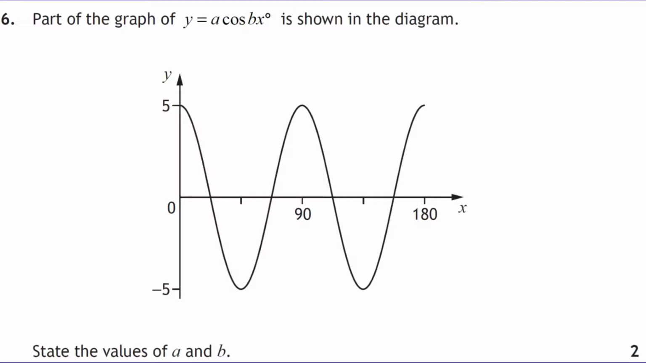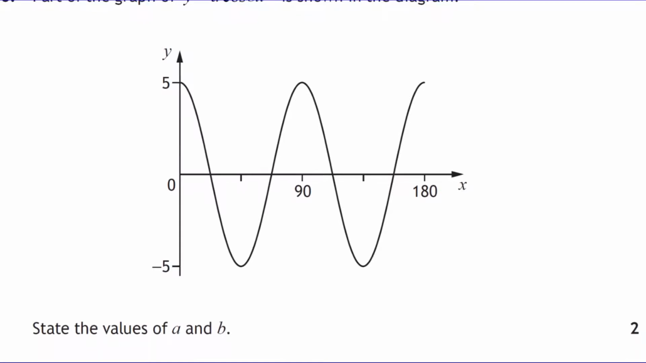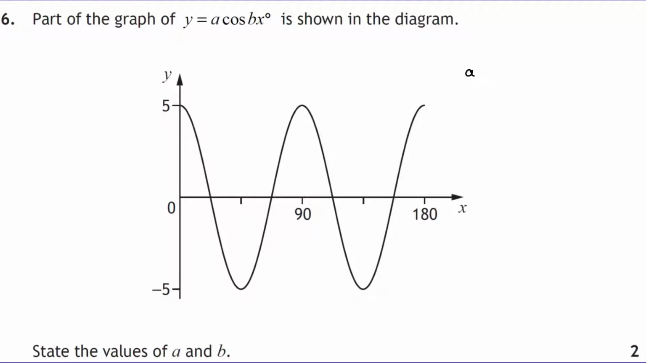Okay, question 6. What have we got here? We're looking at part of the graph of a cos bx is shown. State the values of a and b. Nice and easy. So a is your amplitude. The coefficient of the cos term here tells us the amplitude. The wave goes up to 5 and -5. It's not been shifted up or down. It's perfectly symmetrical in terms of height above and below the x-axis. So the amplitude of the wave would be 5. It's the distance from the middle of the wave to the top.